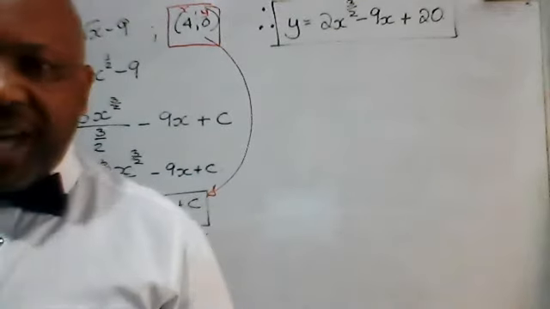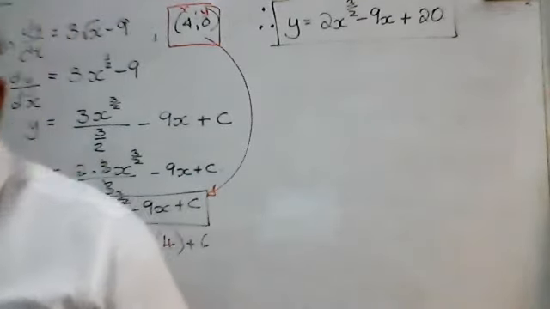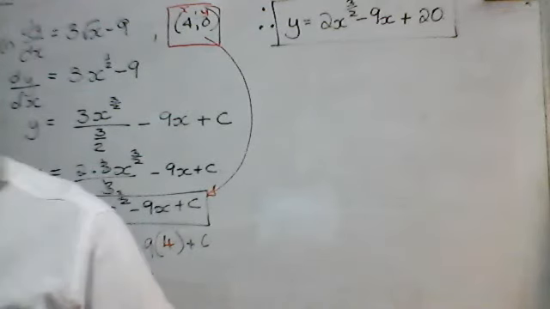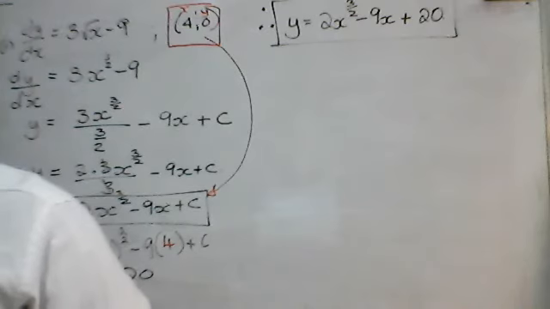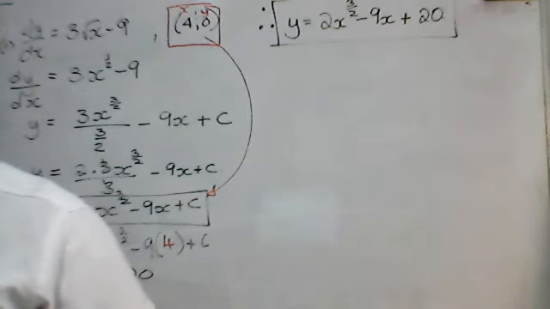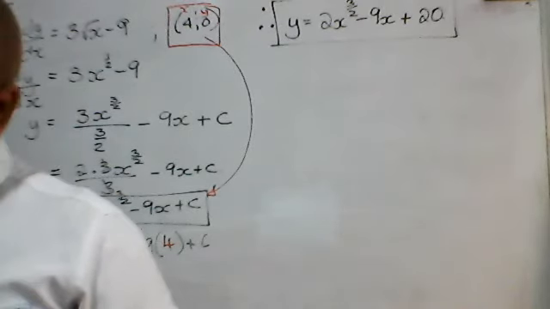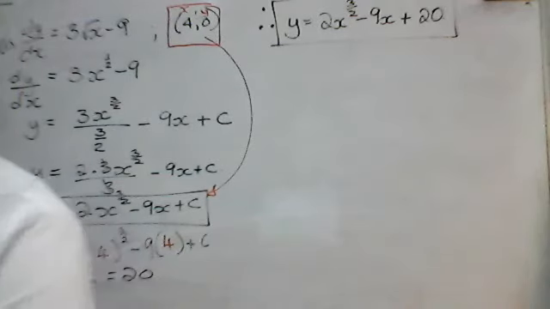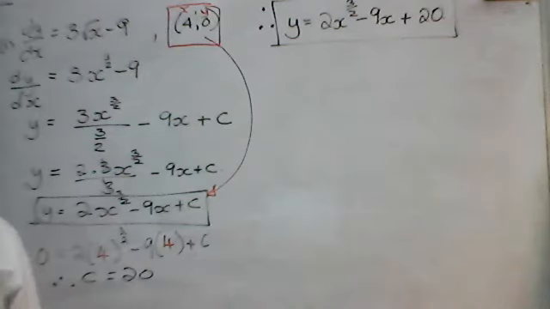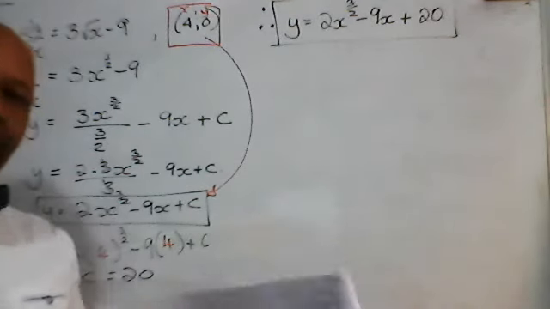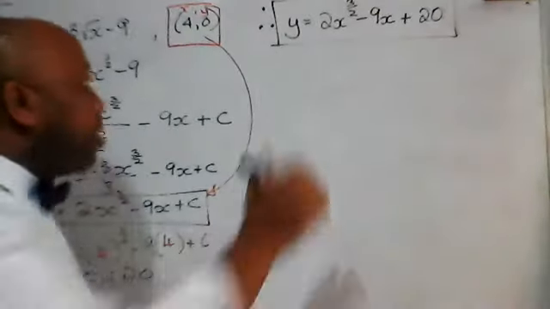Moving on, part 2 of the question asks us to find the x-coordinate of the stationary points on the curve and determine the nature of the stationary points. Find the x-coordinate of the stationary point and determine the nature of the stationary point.